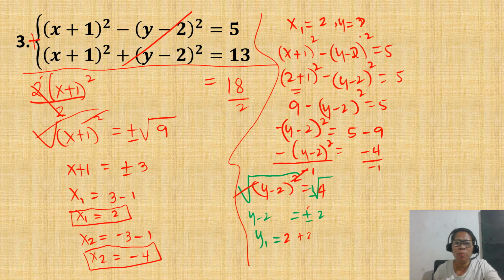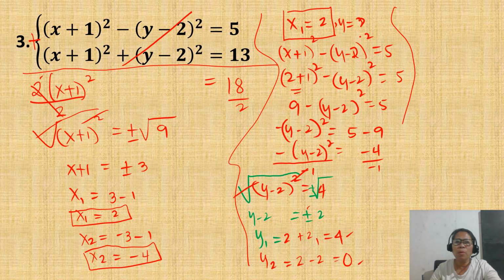So 2 plus 2. So the first value is equal to 4. And then the second value is, we have that negative 2 transpose positive 2. Then we'll be using now the negative 2. So 2 minus 2 is 0. So therefore, if we will be using the value of x, which is 2, we have the possible values of y, which is a 4 and a 0.